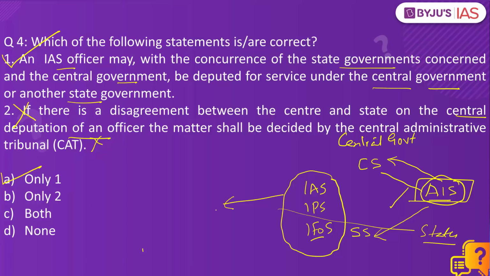Because these officers are assigned cadre. An officer may belong to West Bengal cadre or a Karnataka cadre or a Tamil Nadu cadre. But then this officer can be deputed to the center as well. That's what we call central deputation. So A, only one is the right answer.